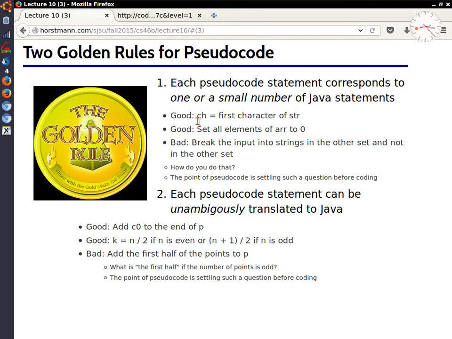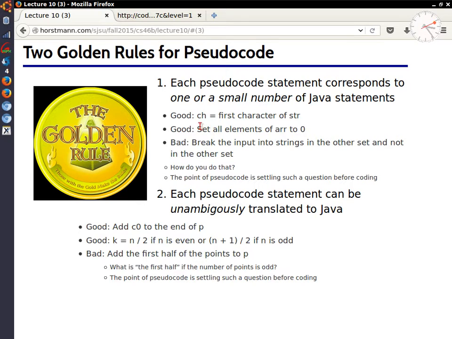So a good example is "ch is first character of str". Right? That could mean str.charAt(0) or str.substring(0, 1), depending on the context. And so here what we're saying is we don't really care about whether it's strings of length 1 or whether it's characters, but we know this is something that can be done with one line of Java code. We know it can be done with one line of Java code because in 46A we've done it with one line of Java code more often than we care to remember.